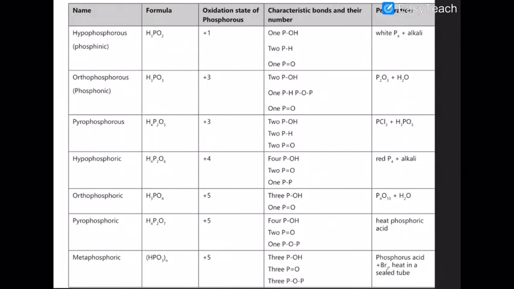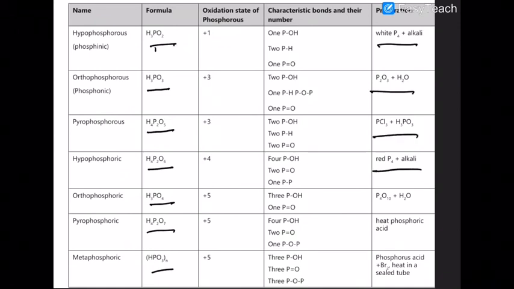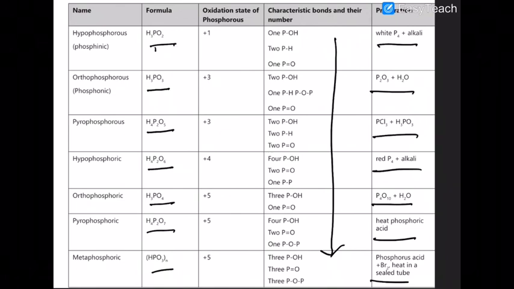So H3PO2, H3PO3, H4P2O5, H4P2O6. All these names must be known to you very well, and their preparation should also be in your mind. Memorize all these aspects very well. Draw it 3, 4, 5 times so that you are able to draw each and every structure very well.